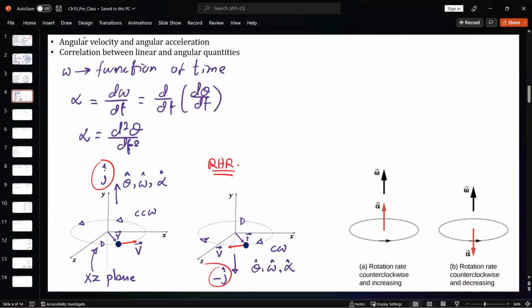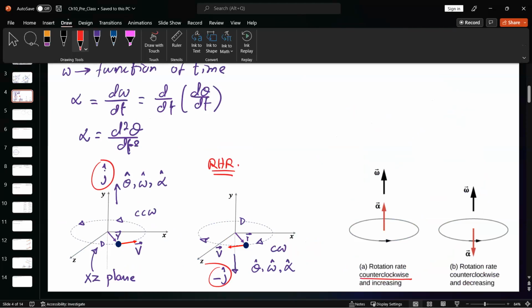So that's the important concept, which means generally we can say if the rotation is counterclockwise, usually all of these variables are positive. On the other hand, if it is reversed, then all the variables should be in the negative direction.